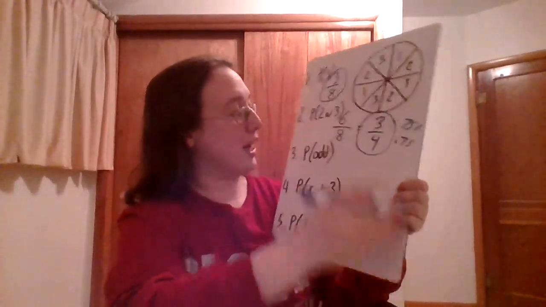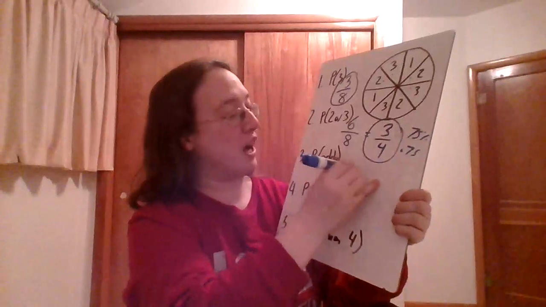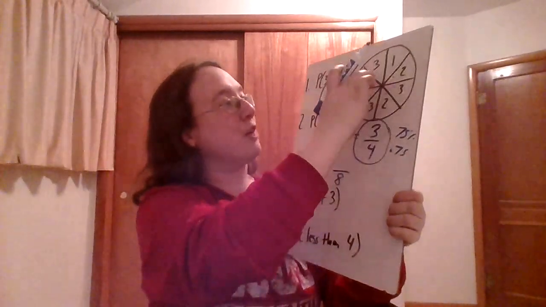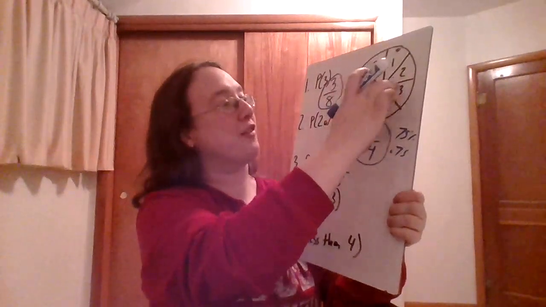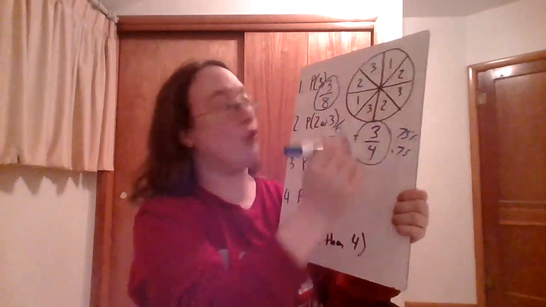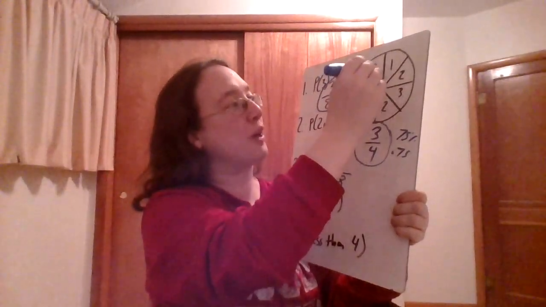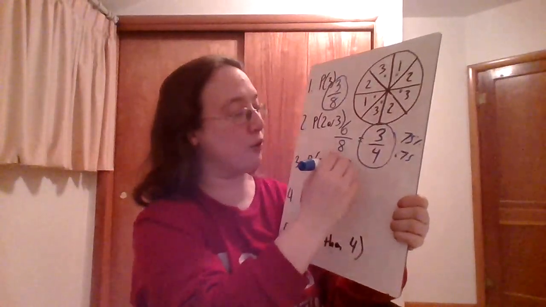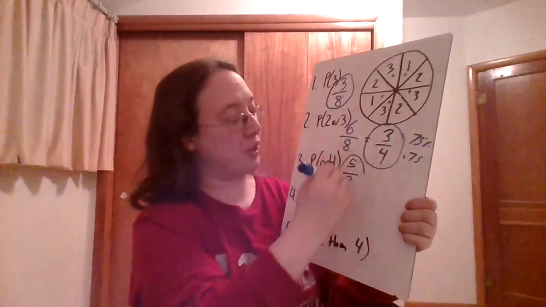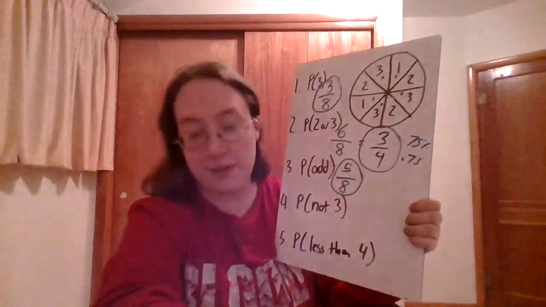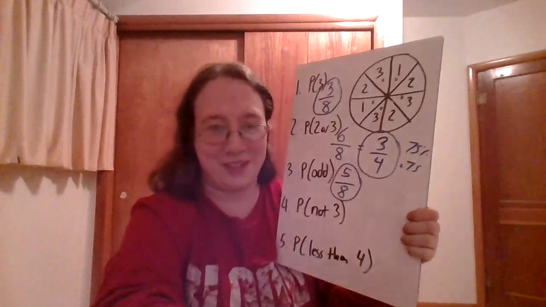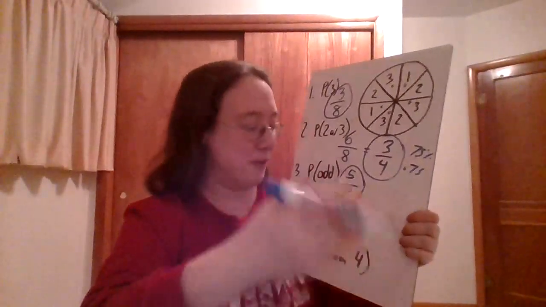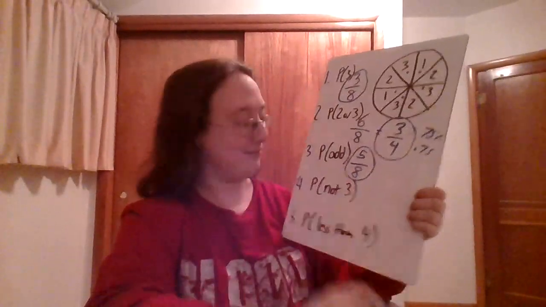Okay, now we want the probability of getting something odd. So we've still got 8 parts of that circle, and odd numbers are 1, 3, 5, 7, but on the spinner we've only got the 1 and 3, so we have 5 of those. That doesn't reduce. And again, I would just leave that as a fraction. If you really want to turn it into a decimal, go for it: top divided by bottom. If you want a percent, move that decimal 2 spots. I would just leave it.